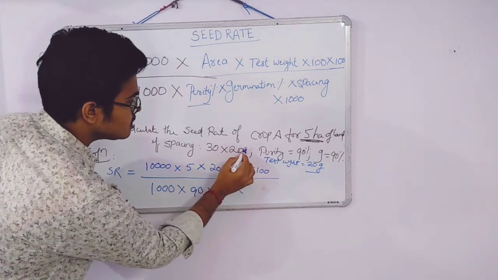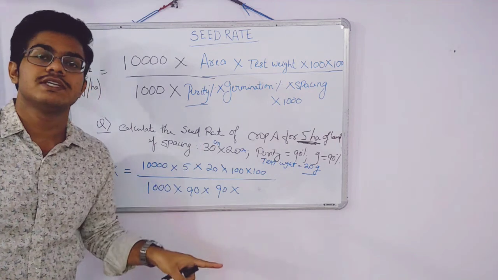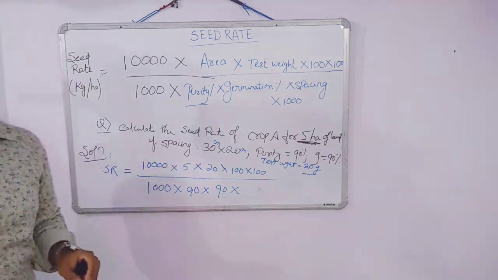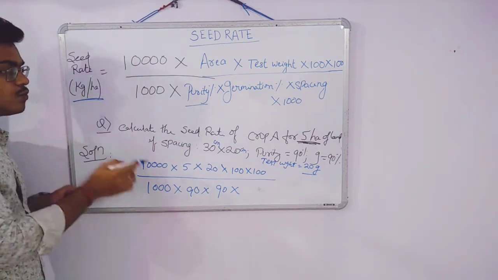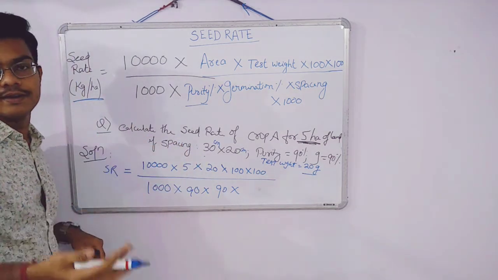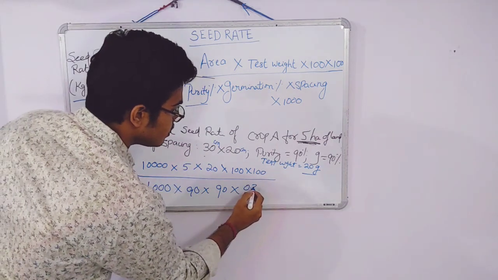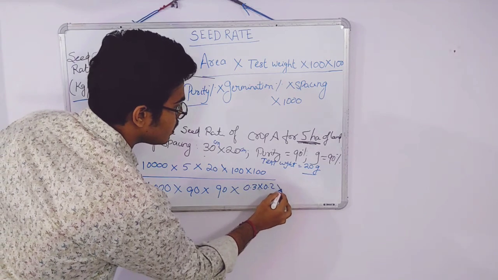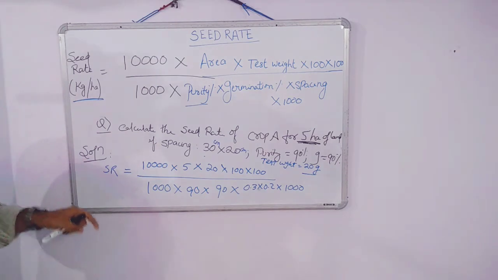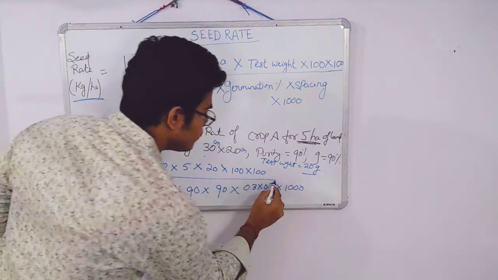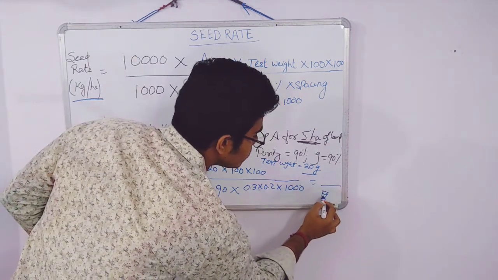If the spacing is given in centimeter and centimeter, then we have to convert it into meter. Whether it is given in the gram per meter square formula or in the kg per hectare formula, we have to convert the spacing into meter. Whatever it is, we have to convert it into meter. Like this, it will be 0.3 into 0.2 into 1000. So this will be our formula, and here we will get the answer, which will be in kg per hectare.